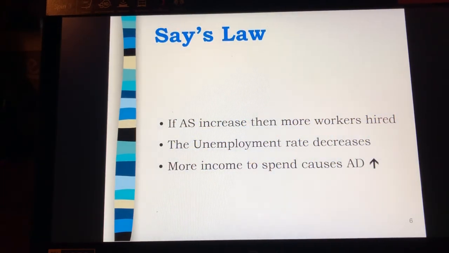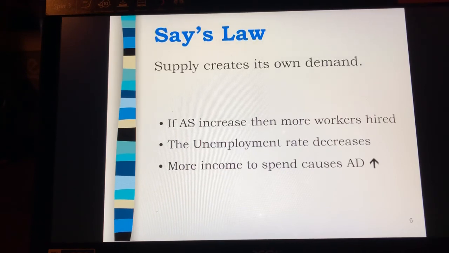So this all comes from economists saying that aggregate supply increases, more people are working, and supply will create its own demand. So if we increase production, aggregate supply, more workers are hired, they have money in their pockets, unemployment rates decrease, people have more money to spend, causing aggregate demand to go up, causing more production. Supply creates its own demand.